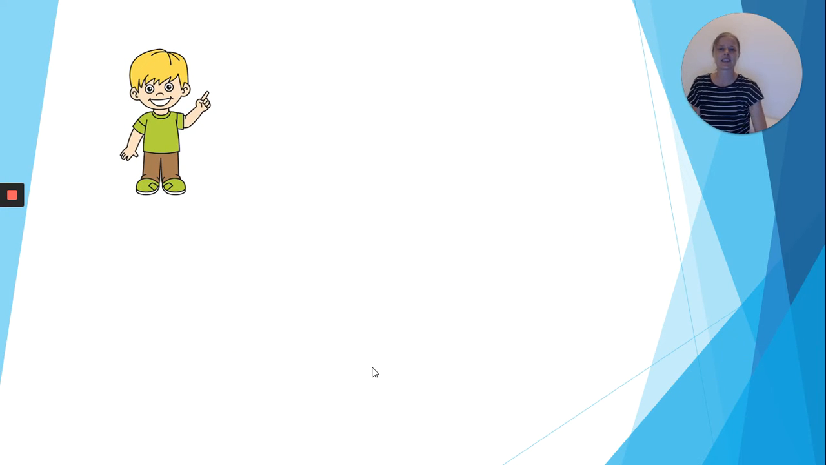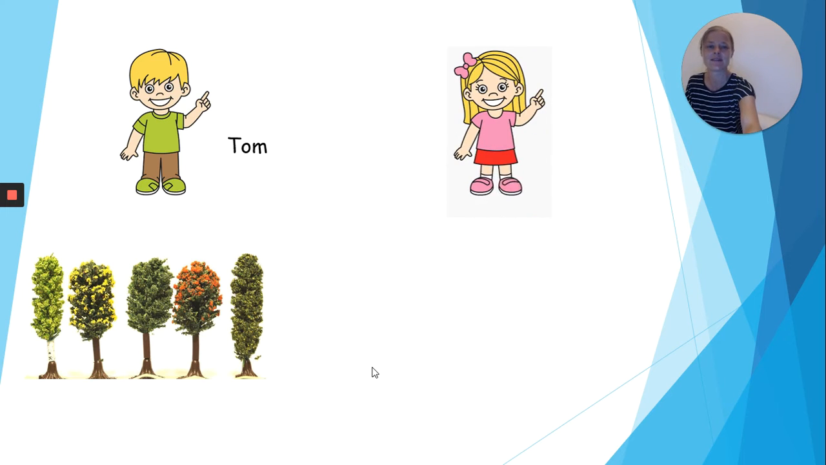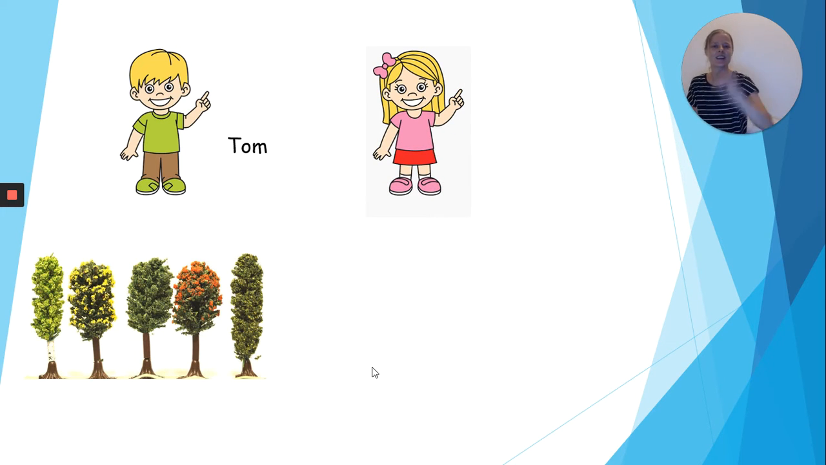So in our lesson today, we have our friend Tom. Say hello, Tom. And Tom has a friend. Her name is Jane. Say hello, Jane. They want to go for a walk in the forest. And in the forest, what did they find? Can you see? What are these things down here? Well done. Yes, they're trees. Can we count the trees? 1, 2, 3, 4, 5.